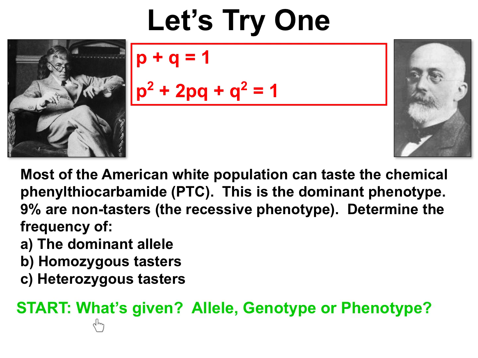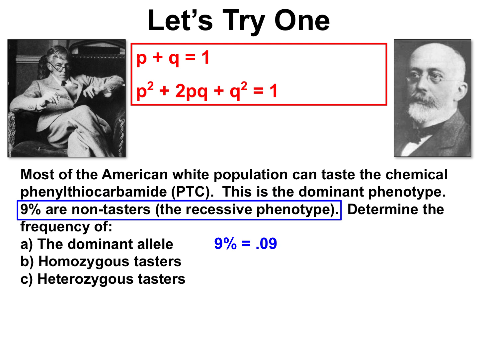I like to think about what's given first. The prompt tells us that 9% of the population is non-tasters, the recessive phenotype. In Hardy-Weinberg problems, we express numbers as decimals, so we've got to convert that 9% to 0.09. Also, the recessive phenotype is represented by little r, so let's put that in there too. And in Hardy-Weinberg symbols, little r is Q squared. So we have Q squared equals 0.09.